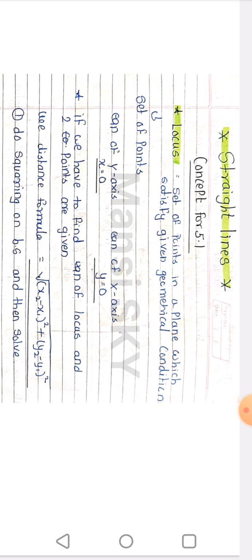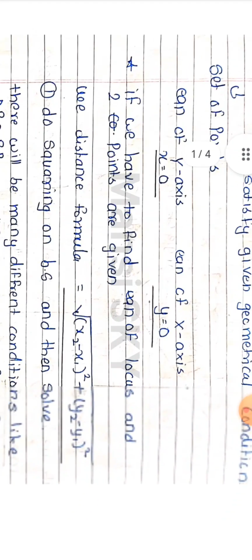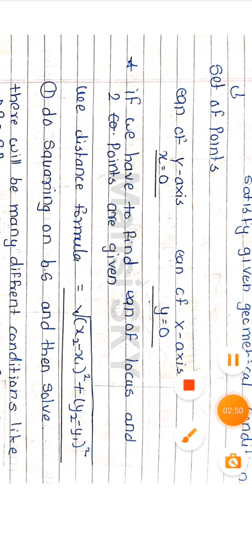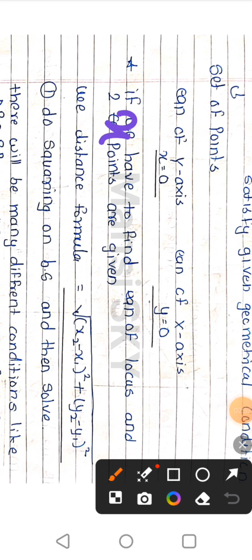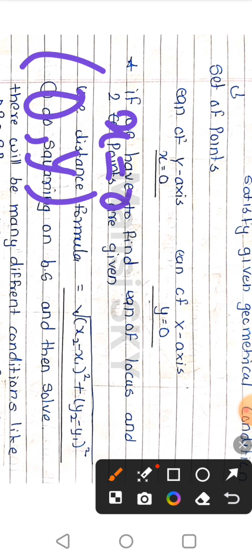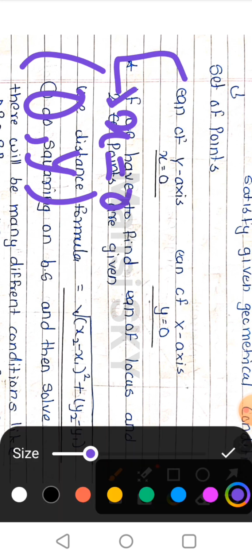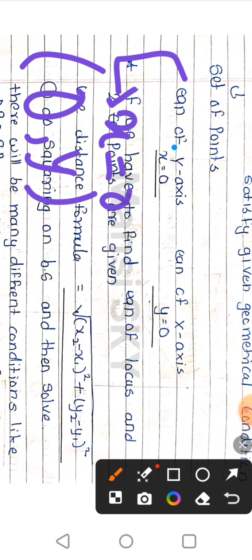Let's move on to the next concept, which is important for MCQ type questions, like equation of y-axis and equation of x-axis. What is equation of y-axis? Equation of y-axis is nothing but x is equal to 0, and coordinates of y-axis are 0 comma y. Remember that the equation of y-axis is different and the coordinates of y-axis are different. So when you are asked to write the equation of y-axis, you have to write this, and when you are asked to write the coordinates for y-axis, you have to write this.